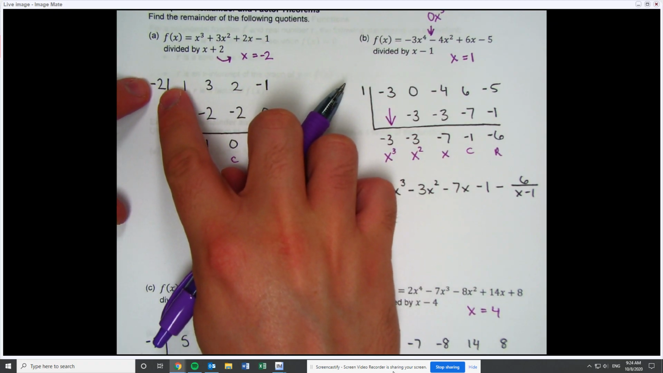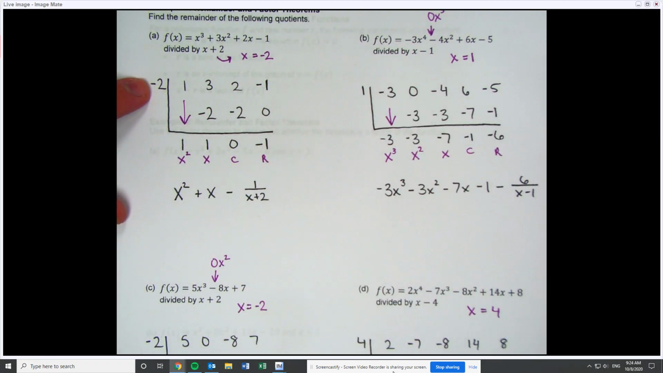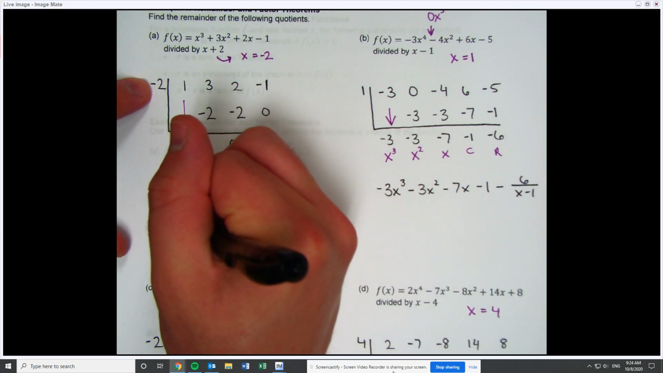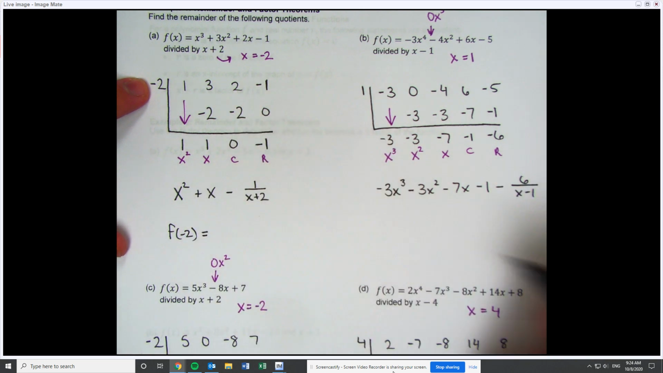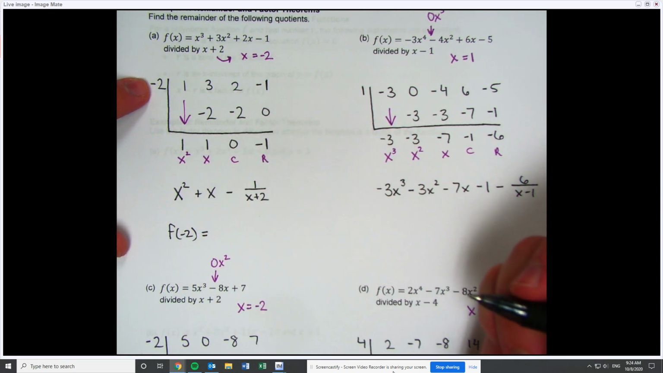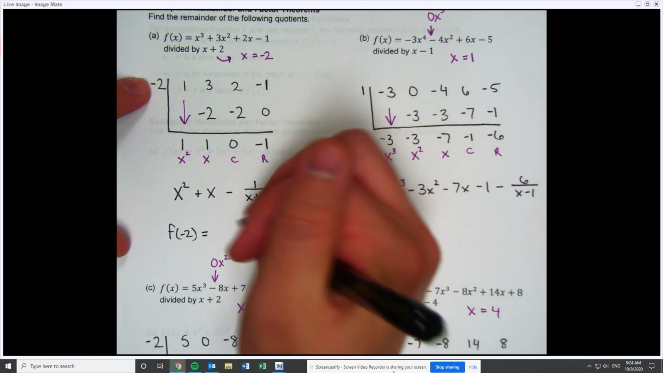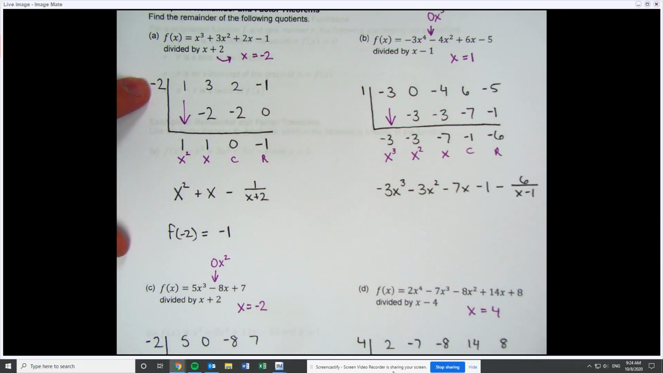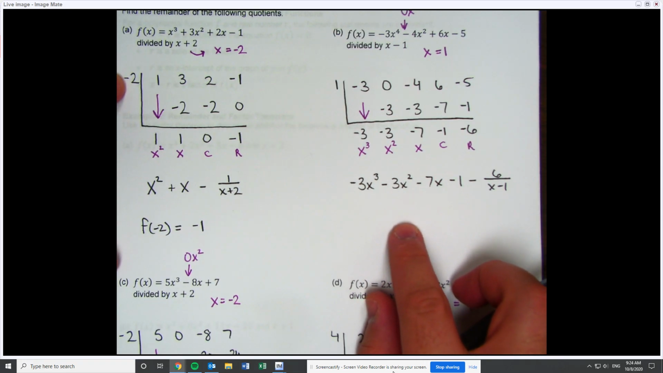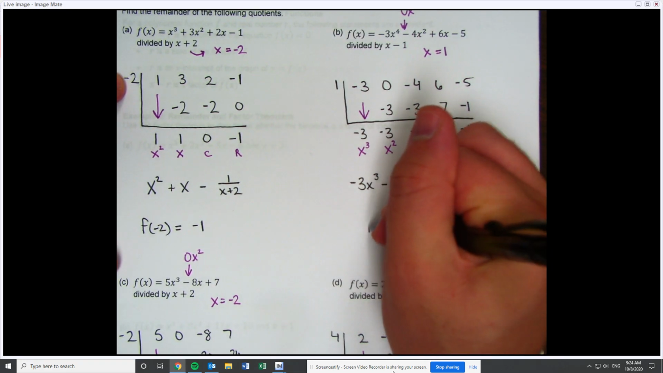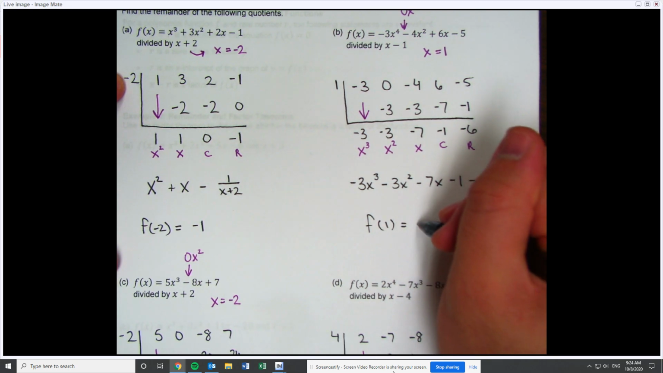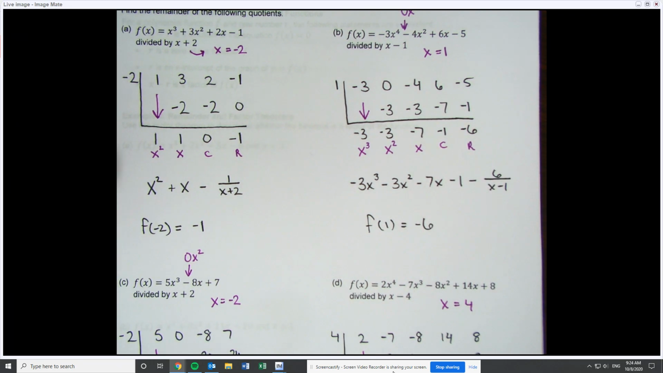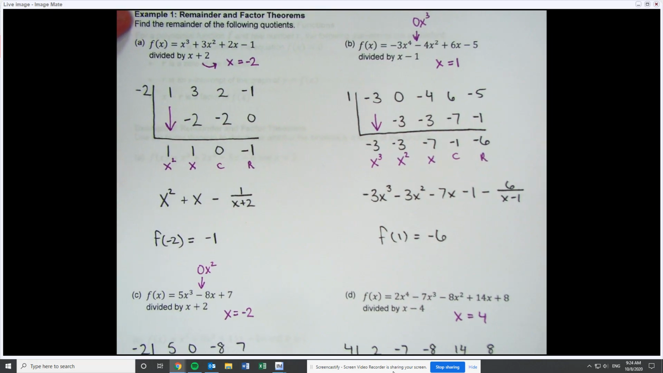The number I divided by was -2. If I were to plug in -2 into my function like this, f of -2, what I am guaranteed to equal is my remainder, -1. Done. So right here, I divided by 1. So if I were to do f of 1, it's guaranteed to equal -6. Now you might be wondering, why do we care?